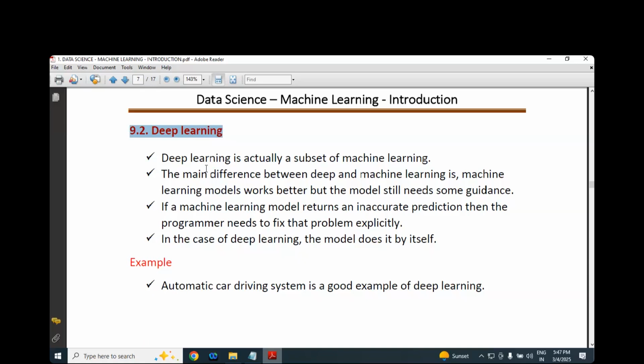Not only that, there are many other things. Imagine sometimes a machine learning algorithm may fail. You have to guide it, hey boss, you have to work in this way. But when it comes to a deep learning algorithm, it can fix the issue automatically. That's what you need to understand. If a machine learning model returns an inaccurate prediction, then the programmer needs to fix that problem explicitly. But in the case of deep learning, the model does it by itself. What is the best example for deep learning?